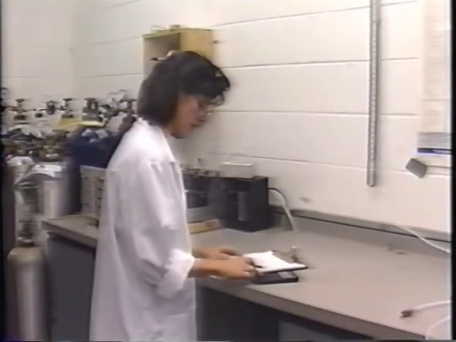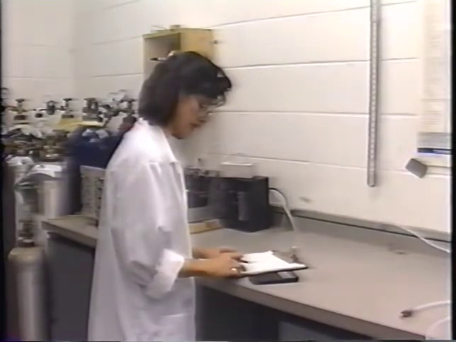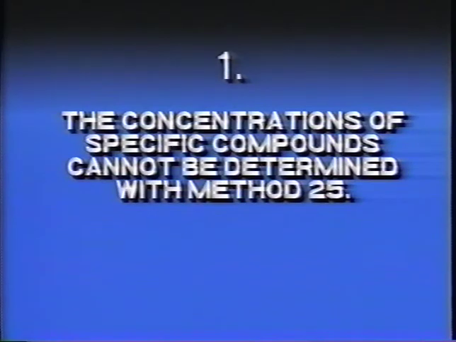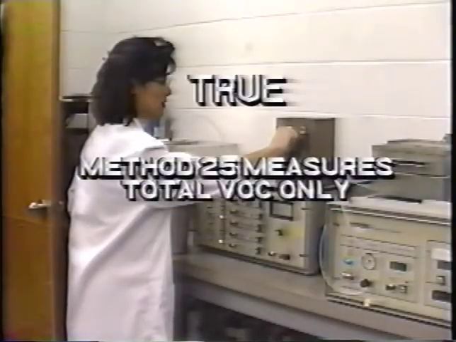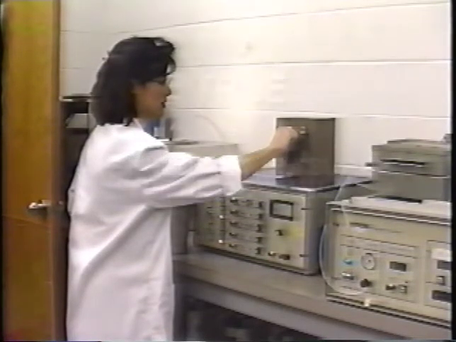Now for a short quiz. 1. True or false? The concentrations of specific compounds cannot be determined with Method 25. True. Method 25 measures total VOC only.